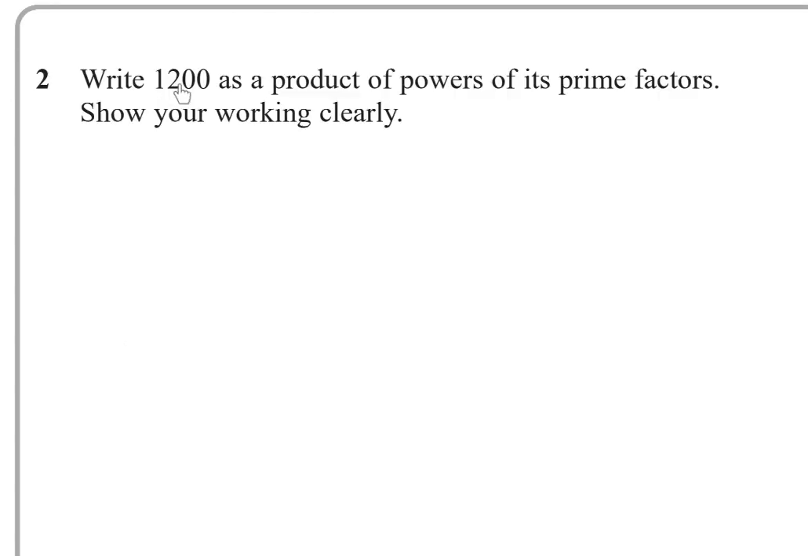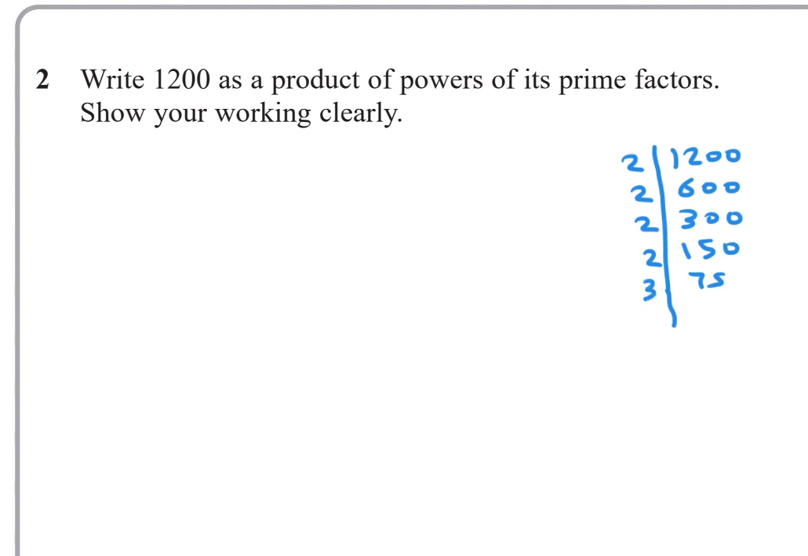Number 2. Write 1200 as a product of powers of its prime factors. Show your working clearly. 1200, you can factorize. 1200 divided by 2 is 600, divided by 2 is 300, divided by 2 is 150, divided by 2 is 75. Then divide by 3, 25. Divide by 5, 5. Divide by 5, 1. So 2 to the power 4 times 3 times 5 squared.